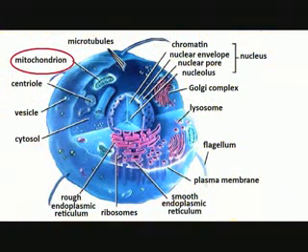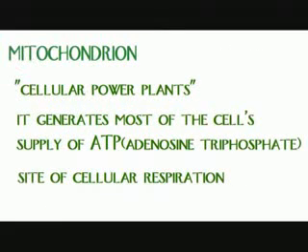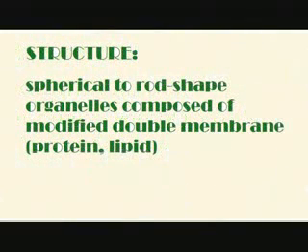The mitochondrion is also known as cellular power plant because it gives the cell energy. It generates most of the supply of adenosine triphosphate, or ATP. It is also the site of cellular respiration. These are rod-shaped organelles composed of modified membranes.